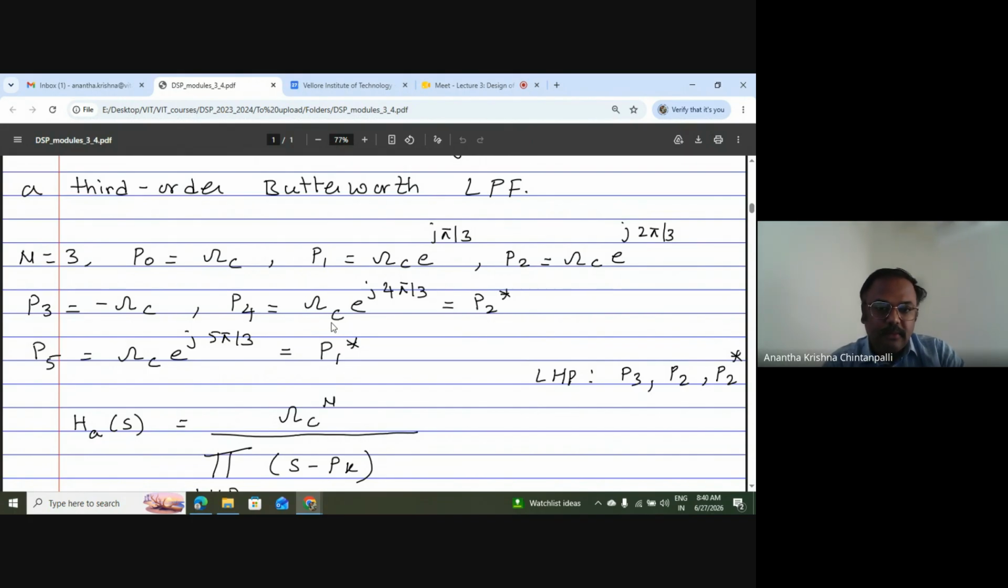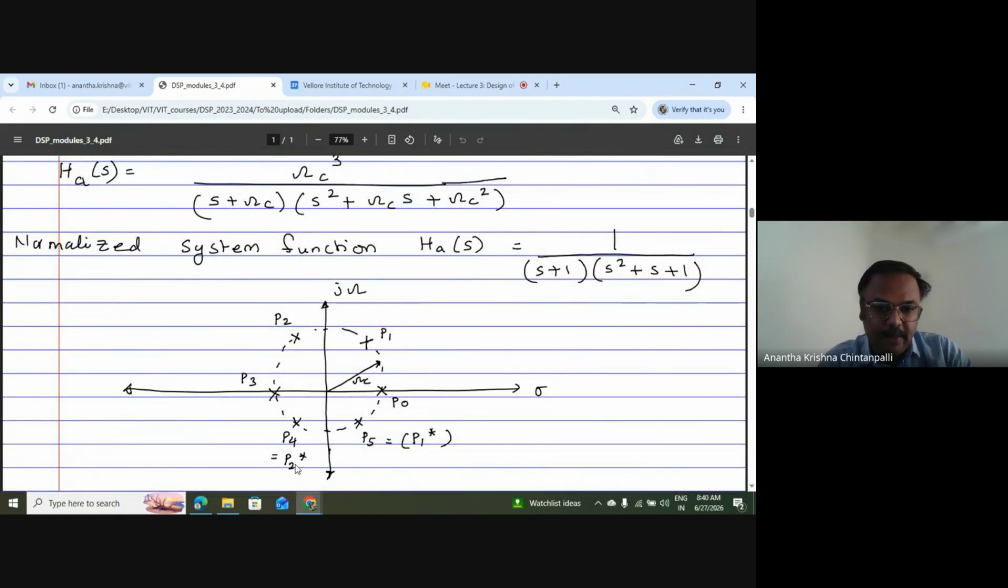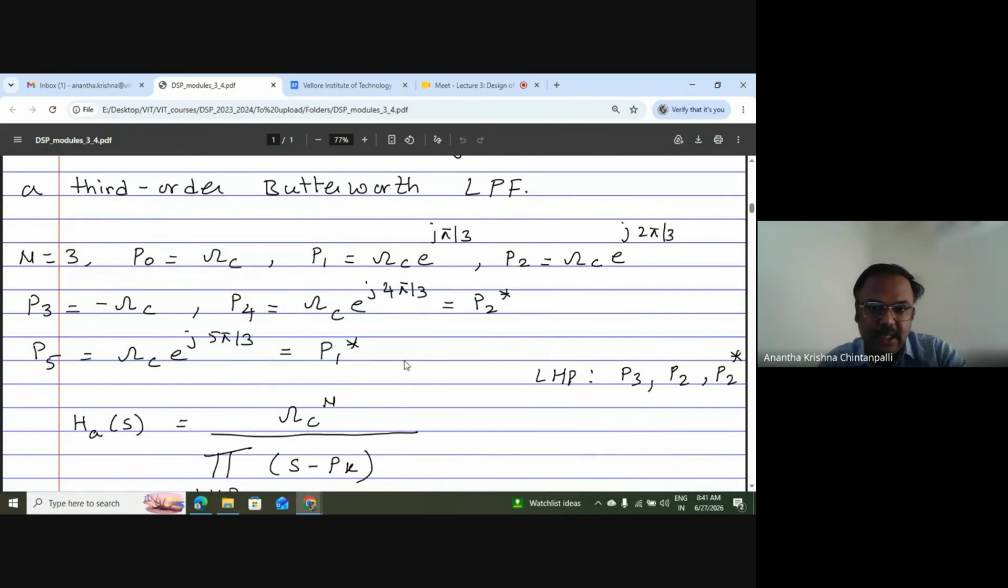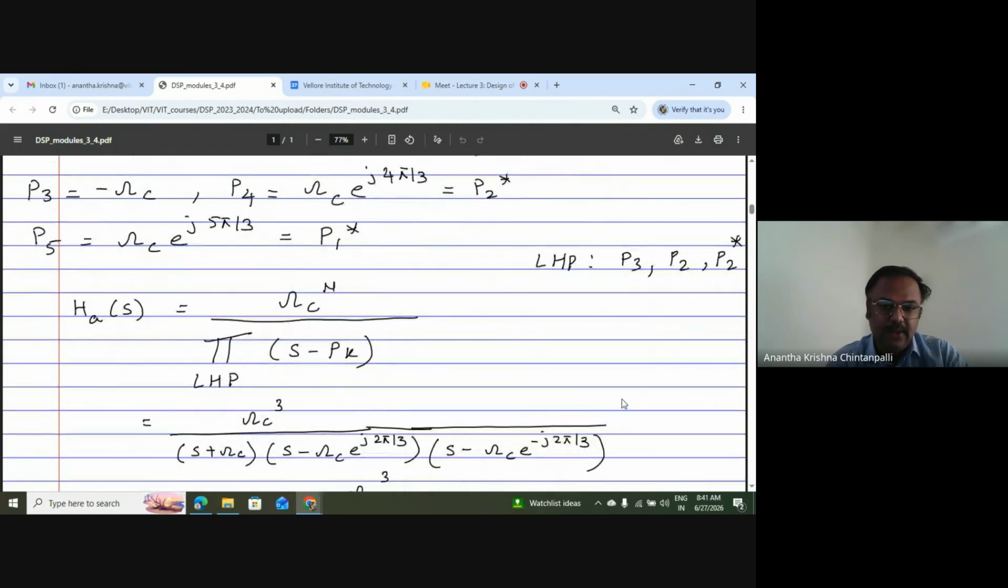So now what you have established is P4 is nothing but P2 conjugate, and P5 is nothing but P1 conjugate. That you know. So you just put the expression, calculate it, get the values, and cross check whether P4 is P2 conjugate and P5 is P1 conjugate. Once you get that, you need to make sure that you take the poles on the left hand side of the S plane. So the poles which are located there are P3, P2, and P2 conjugate. So I'm going to write that.